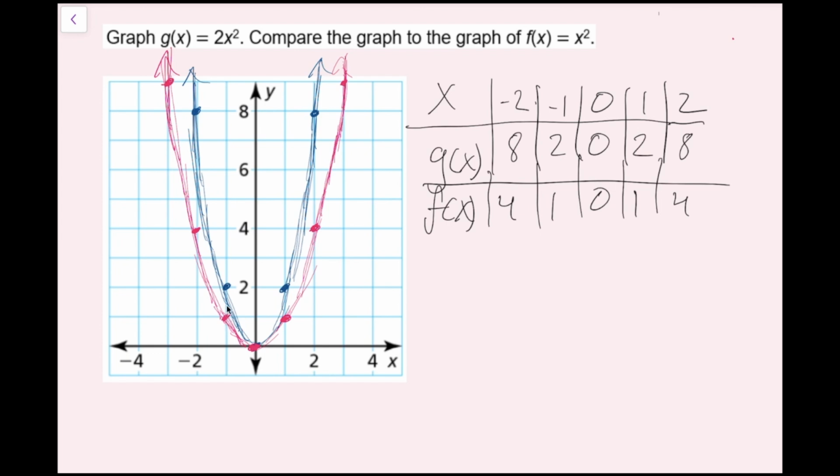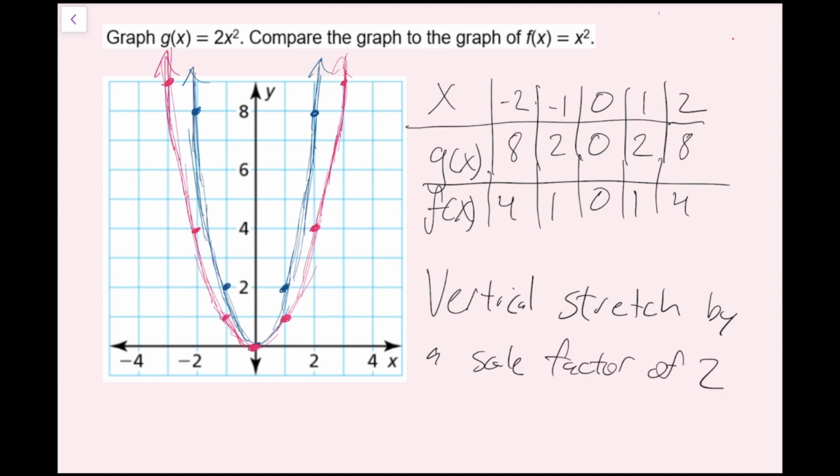So if I look at my points from the pink graph to the blue graph, I see that my output here is 1, and then I double it here, so that's 2. Then I see my output here is 4, and then on the blue graph, I double it again. That goes from 4 to 8. Okay, so basically you can think of the pink graph, we're just stretching it out. We're pulling it away from the x-axis and stretching it by a factor of 2. Okay, so this is going to be a vertical stretch by a scale factor of 2. So we've successfully graphed both of these functions and compared them, and now we're done with this one.